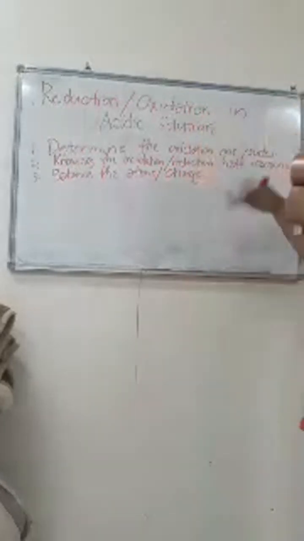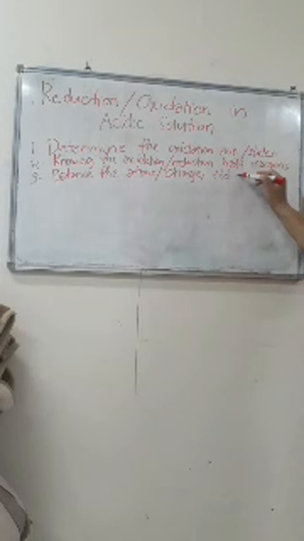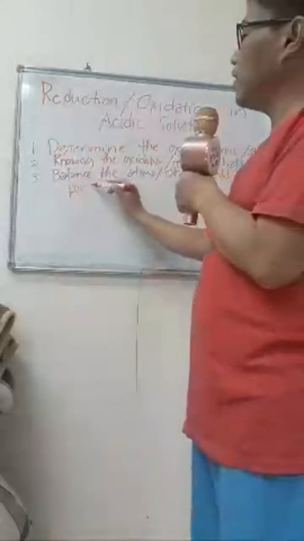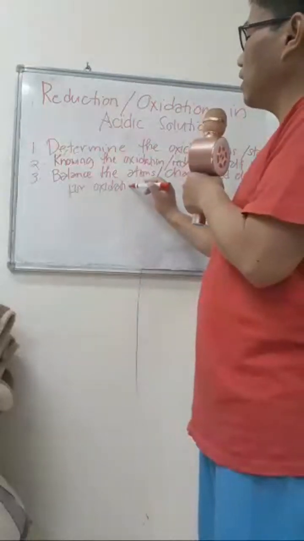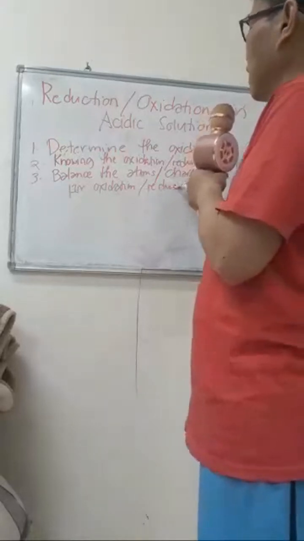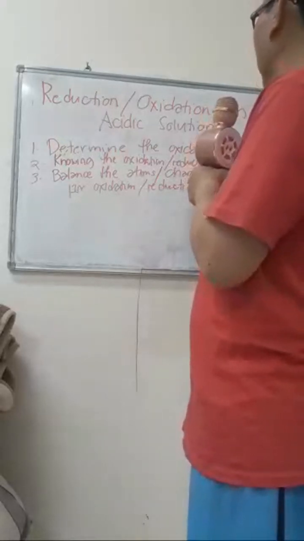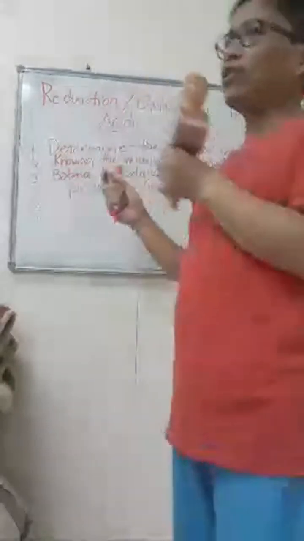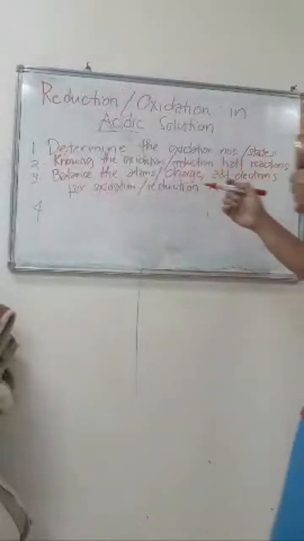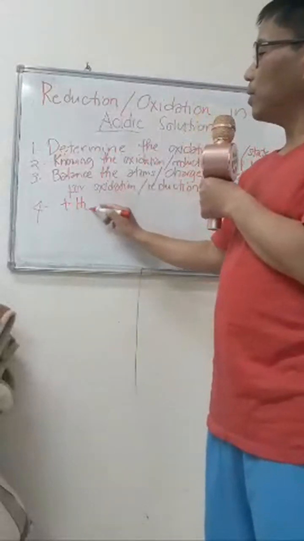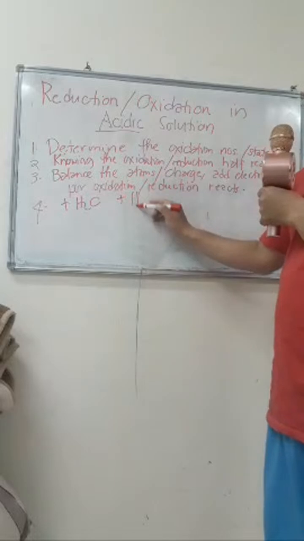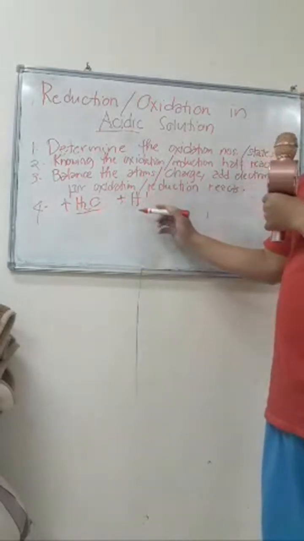And then after that, you can add electrons for both oxidation and reduction reactions. This is acidic, so if there's a deficiency of oxygen atoms, you need to add H2O and then compensate that by adding H plus. Every time you add water, you also add H plus.